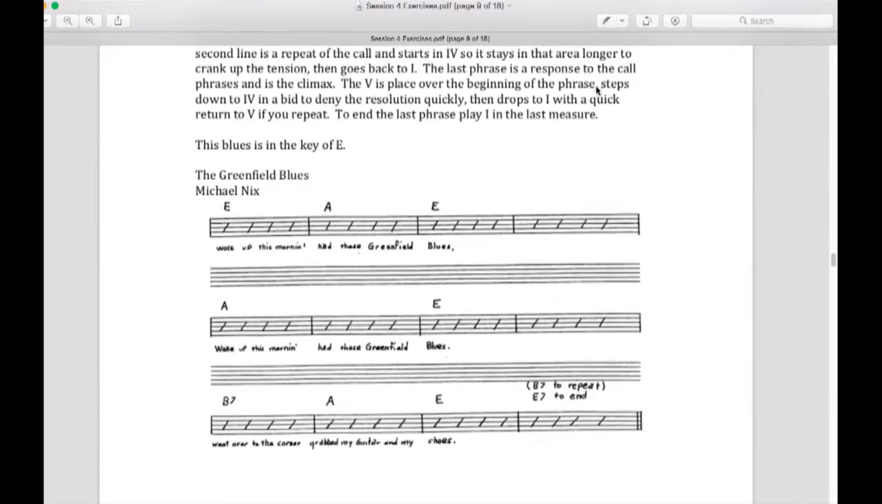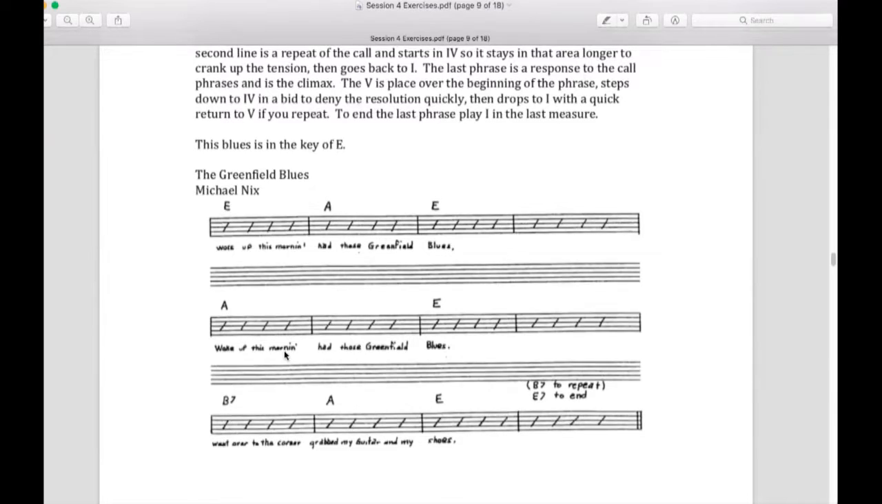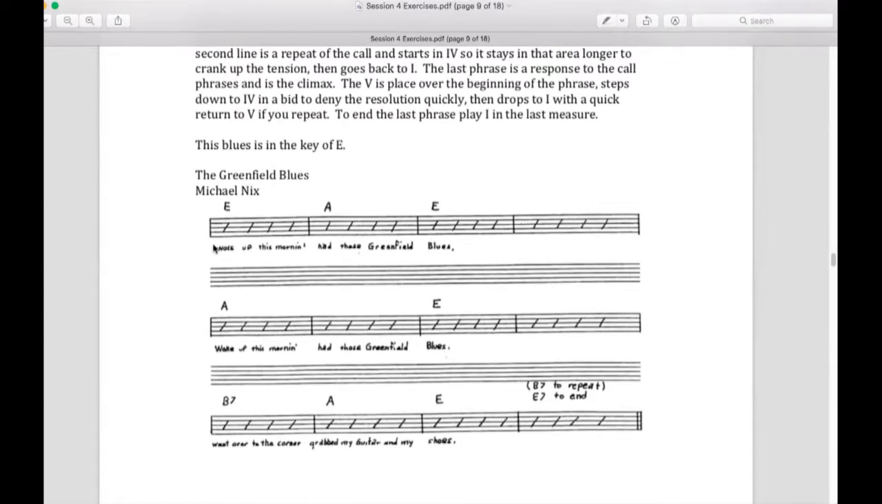The last phrase is a response to the call phrases, and it's the climax. The 5 is placed over the beginning right here, and then it steps down to 4 to deny that quick expectation, and then to 1 here. So we get different words. Went over to the corner, I grabbed my guitar and my shoes, and then we play the 5 chord. If we want to repeat it and it doesn't let us stop, it means you have to go back to the beginning, right? So let me play it once so you can hear it.